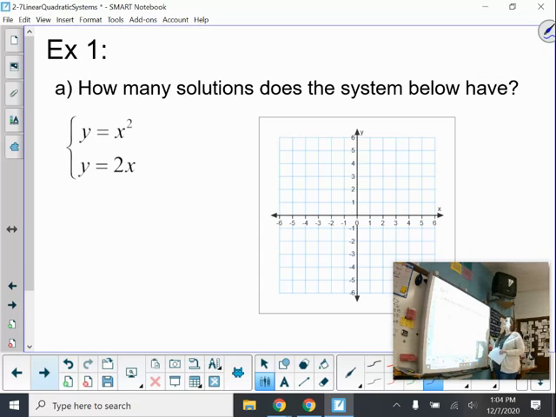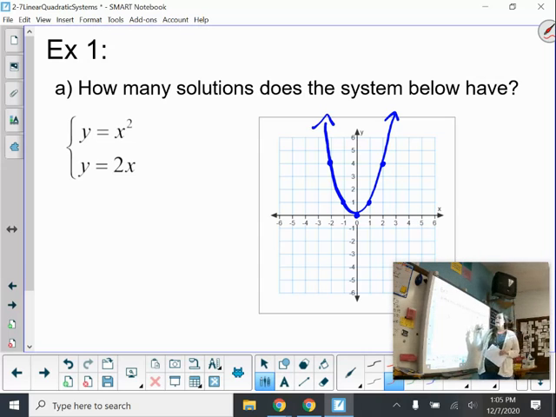This one says, how many solutions does the system below have? So we're going to graph both of these equations and see where they cross. For the top one, we have y equals x squared. That is the parent function. So the ordered pairs that go along with that are going to be -2, 4, -1, 1, 0, 0, 1, 1, 2, 4. And again, those are the same ordered pairs that we've been using pretty much the whole year. So then we have the second one, y equals 2x.